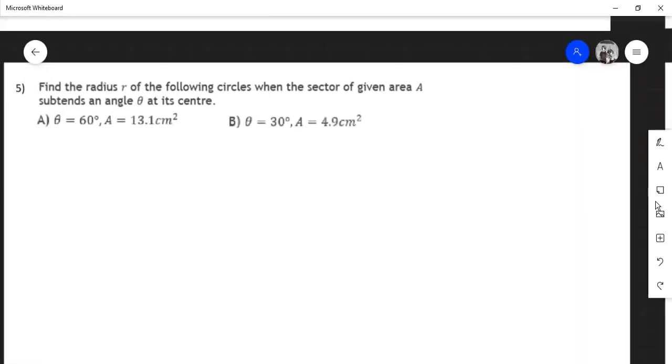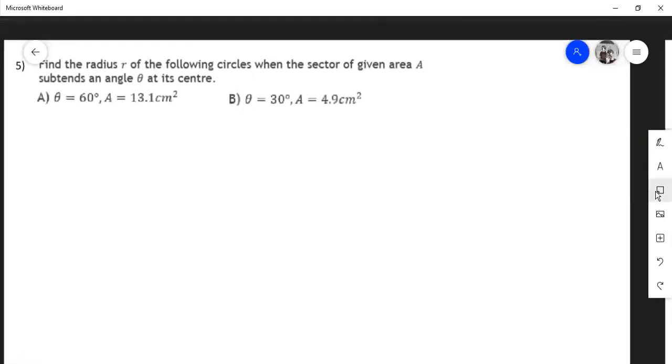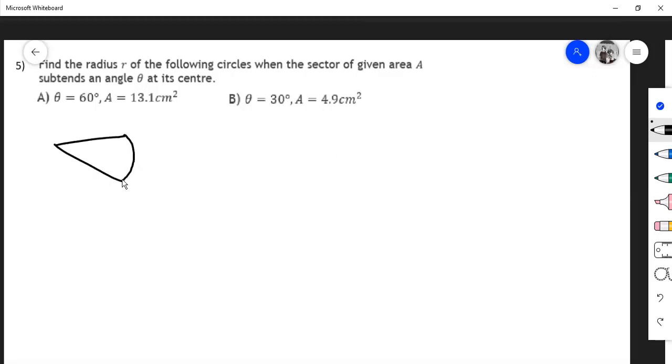Find the radius of the following circle when the given area subtends. Okay, this one we can do. I'll do this question for you, because they ask you to find the radius of the circle when the sector is given. What this question is telling you is that they already give you the area of this sector, which is 13.1 cm square, and they give you the angle, 60 degrees. They want to find the radius.